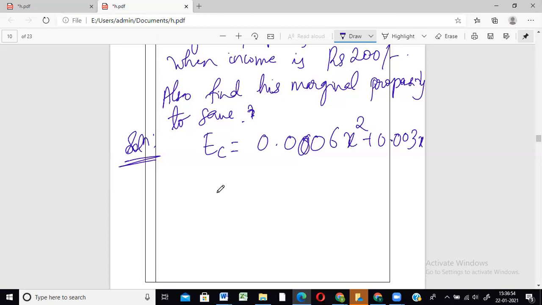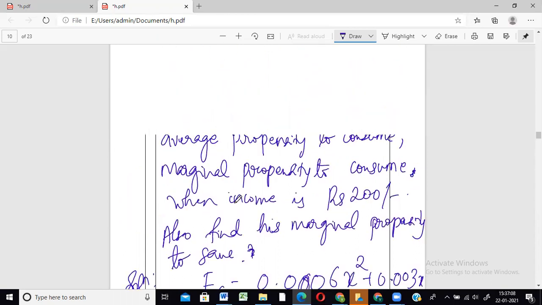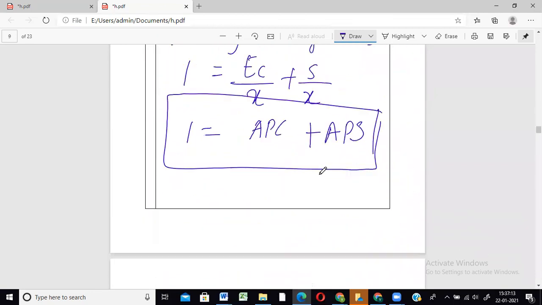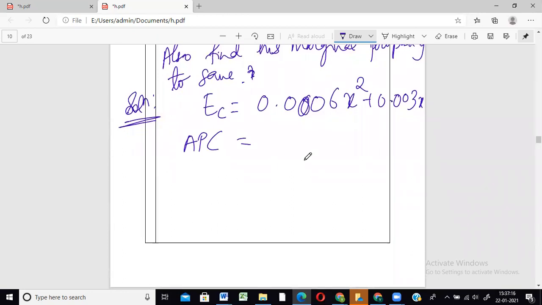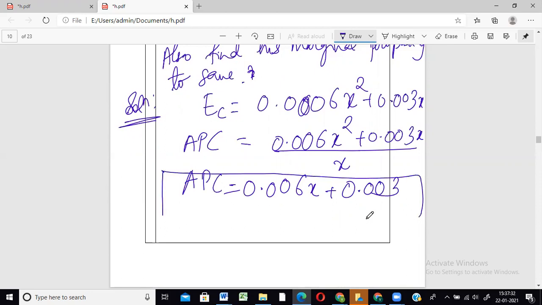Okay. So now the first thing they told us to find is average propensity to consume. The APC formula is nothing but average, as I said, so you don't even have to look at the formula. That is expenditure divided by X, right? So that is what we had done. So APC is nothing but that consumption expenditure divided by X. So you have this full thing, 0.0006x square plus 0.003x divided by x, which is 0.0006x plus 0.003. So this is the value of APC.